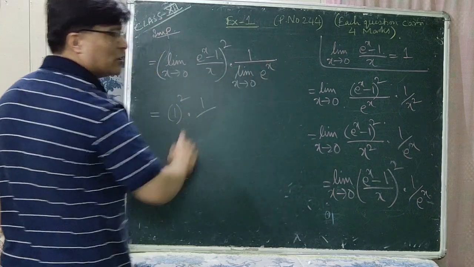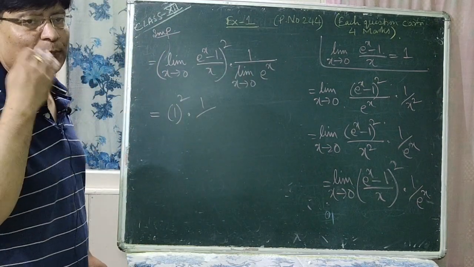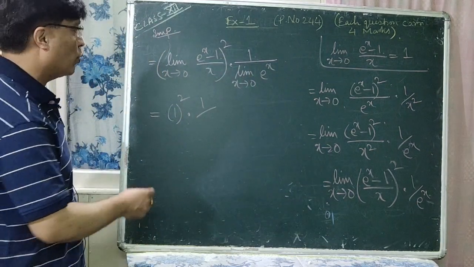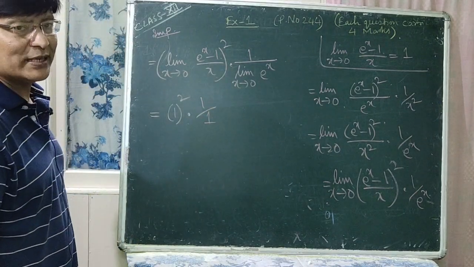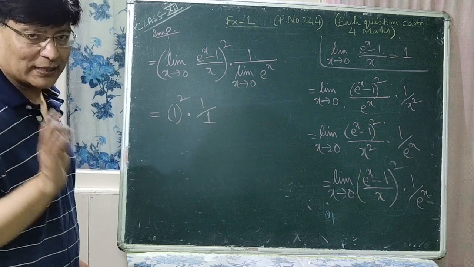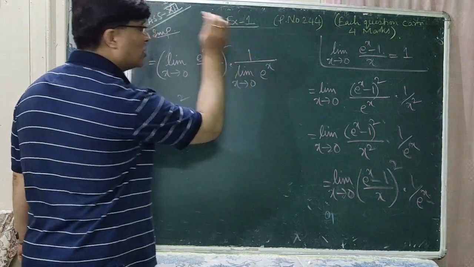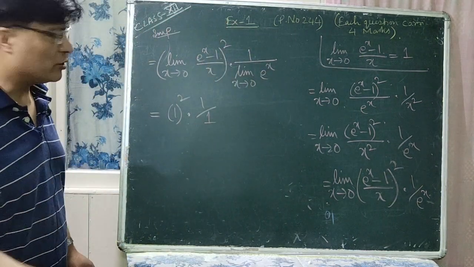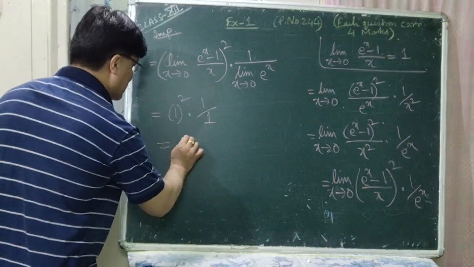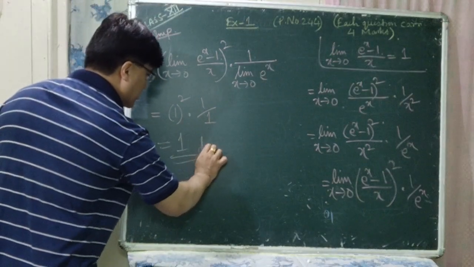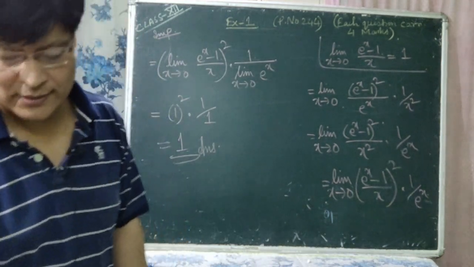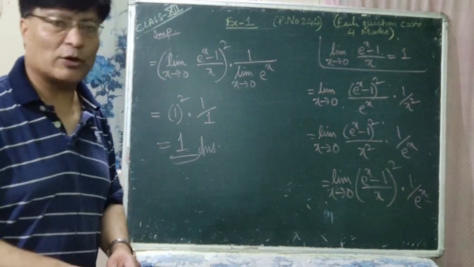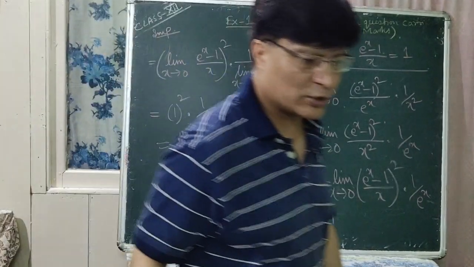So what is e to the power 0? Something to the power 0 is always defined as 1. So e to the power 0 is always 1. So what is the value of this limit? The value of this limit is 1. So this is the final answer. I think you have understood it. You can copy it. We'll do the next question now.